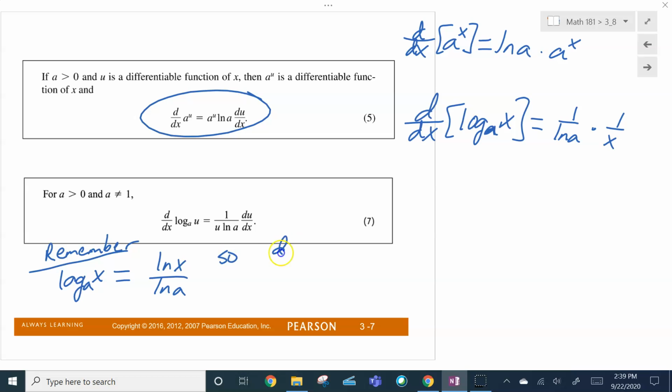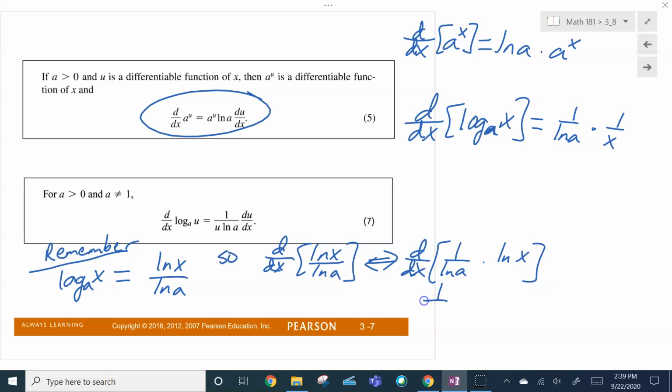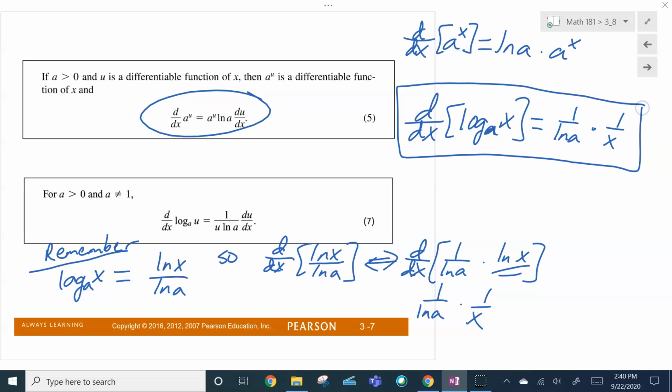So, if I was taking the derivative of the ln of x over the ln of a, that's the same thing as taking the derivative of 1 over ln of a. That's a constant right there. That a is a number times the ln of x. So the constant stays there, and then what's the derivative of the natural log? 1 over x. That's why it's 1 over ln of a, 1 over the natural log of a times 1 over x. That's because you can use that change of base formula.